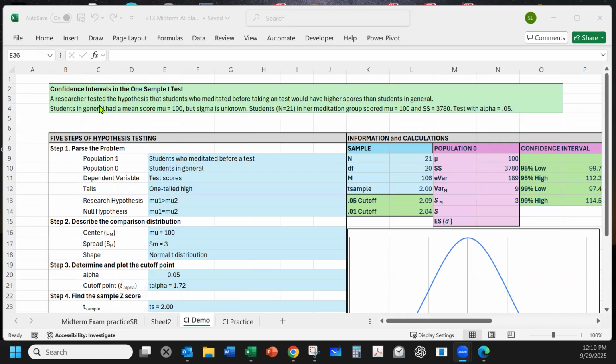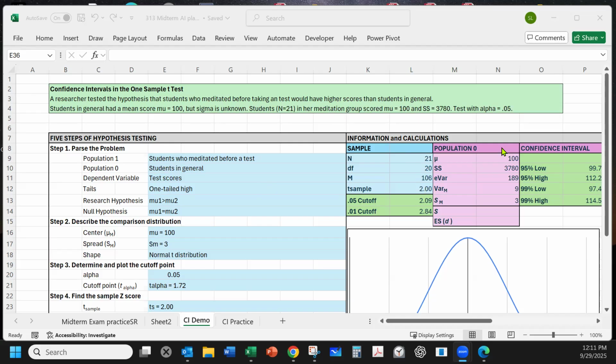A researcher tested the hypothesis that students who meditated before taking a test would have higher IQ scores than students in general. You can see this is a one sample t-test because we have the need to compare these students who meditate with the general population, for which we know mu, but we don't know sigma. So we'll estimate sigma from our sample. We're given the information mu equals 100, sum of squares equals 3780, and we're testing the hypothesis at alpha equals 0.05. And you can see here that I've already done the calculations.